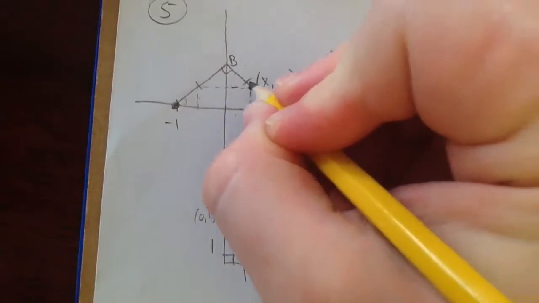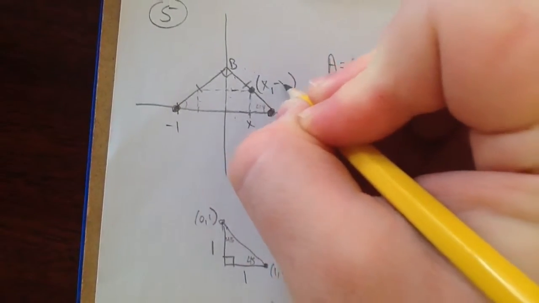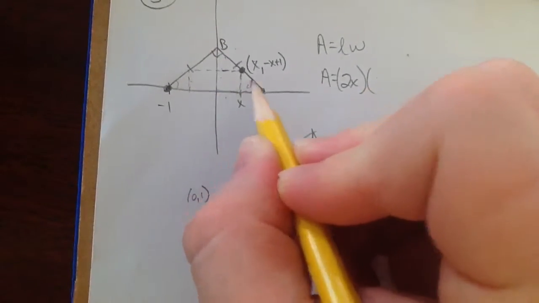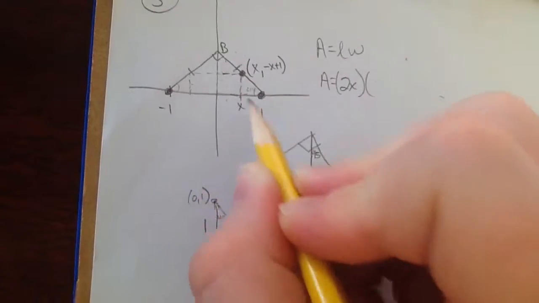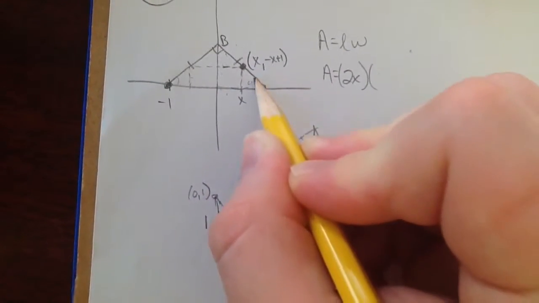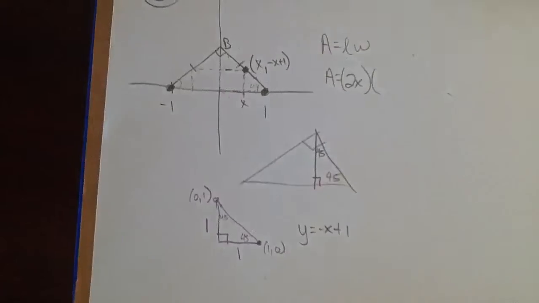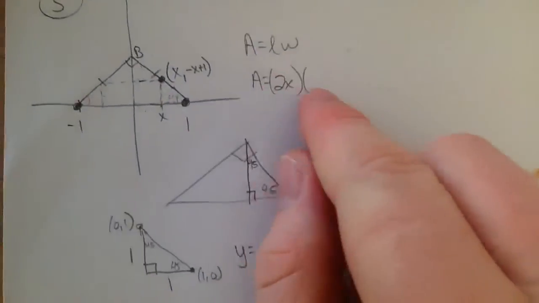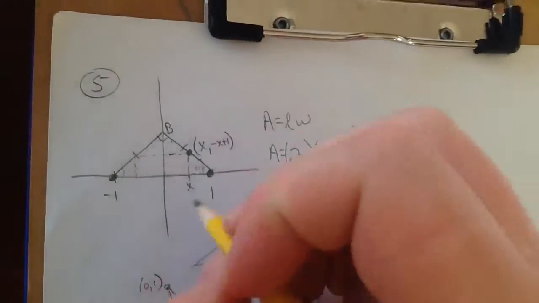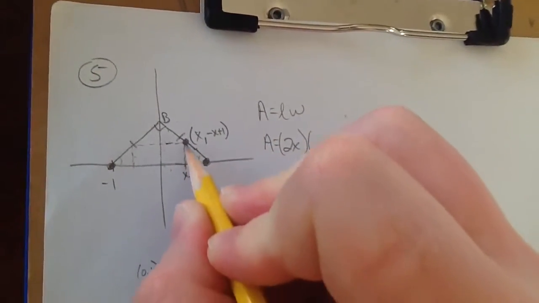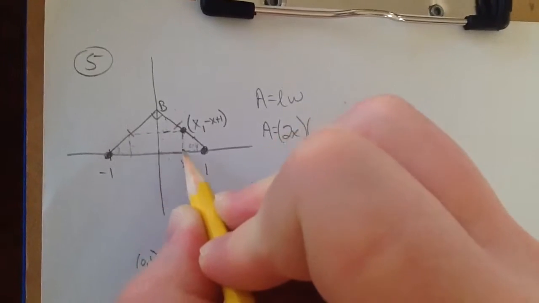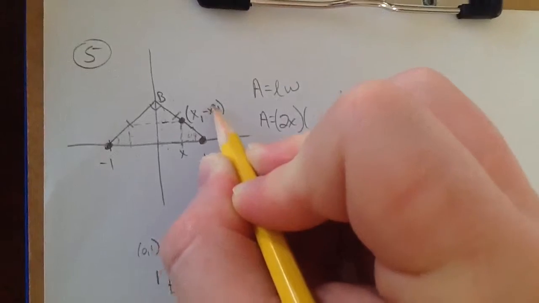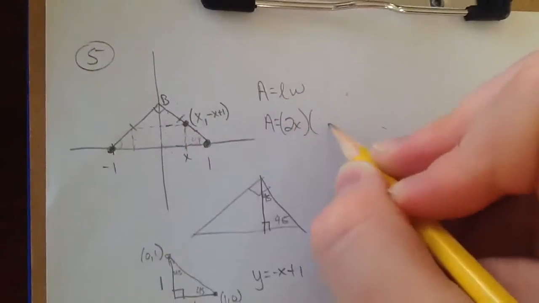So the y value of this point would be negative x plus 1 from right here. Like if x was a half, y would be a half also. If x was 3/4, y would be 1/4. So there are the coordinates of my point. Now I can figure out the width of my rectangle. If I go over 3/4, the y value will be 1/4. So that y value there is the width of my rectangle.